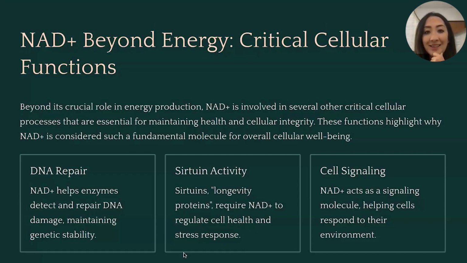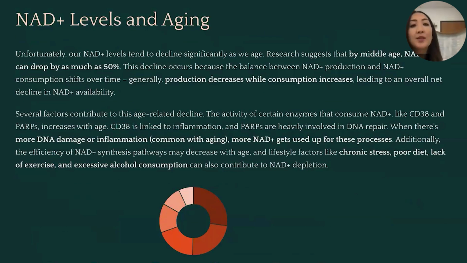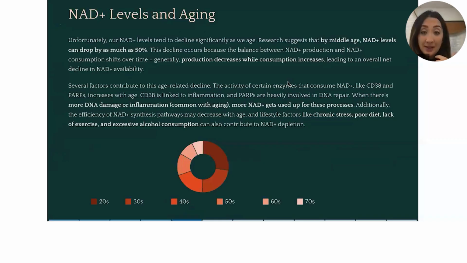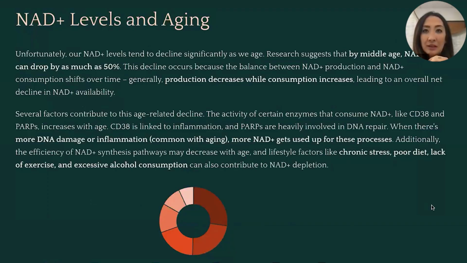I know we're getting into some of the nitty-gritty science, but I think it's important to know how these things work. Okay, so I think one of the main things that people ask about is NAD and aging. So yes, unfortunately, NAD does decrease as we age. By middle age, our NAD levels can drop by as much as 50%.